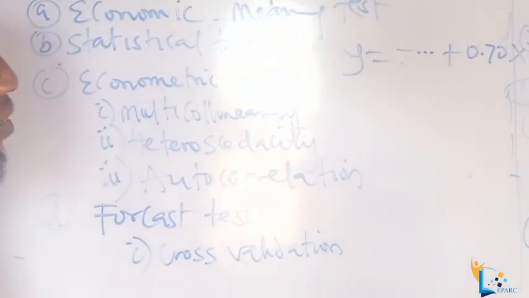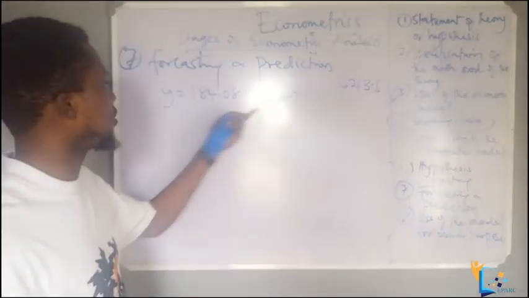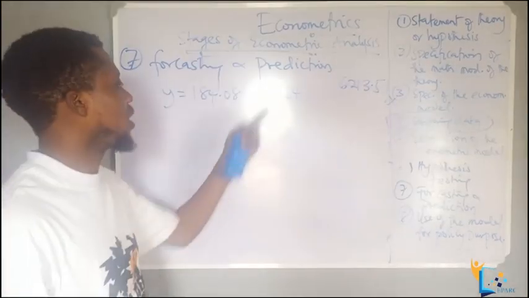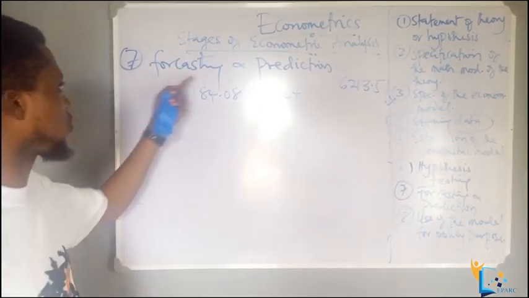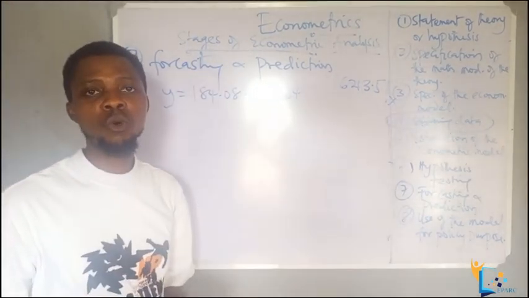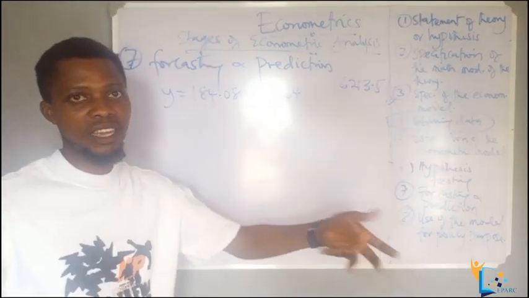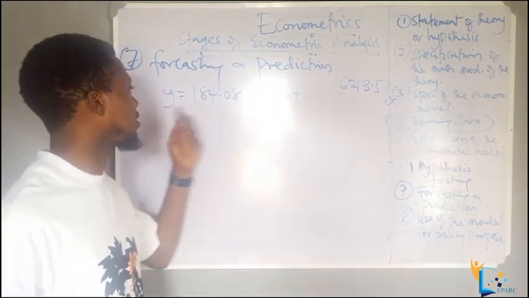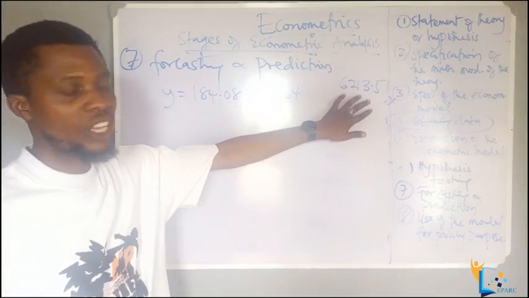Then the next one is forecasting and prediction. I've written out the model we established under stage 3 here. To help us illustrate this stage, number 7, forecasting and prediction, let's assume we want to estimate the mean consumption expenditure for the preceding year, let's say 1997, for instance. We want to ascertain the mean consumption expenditure. Now, we have this value.